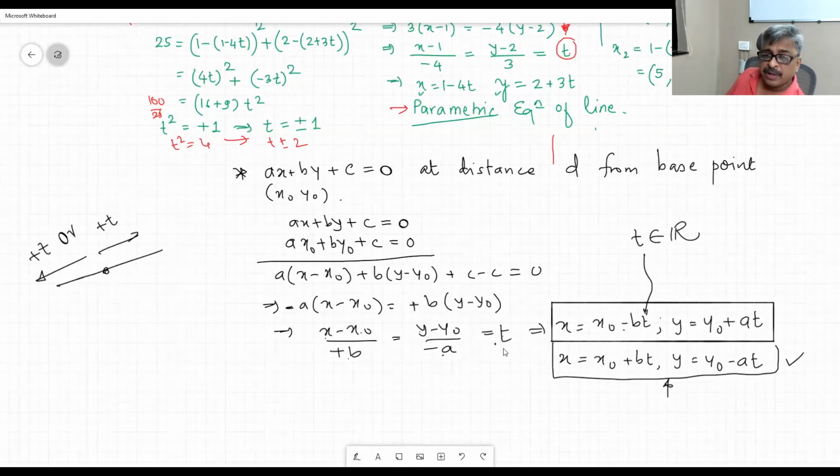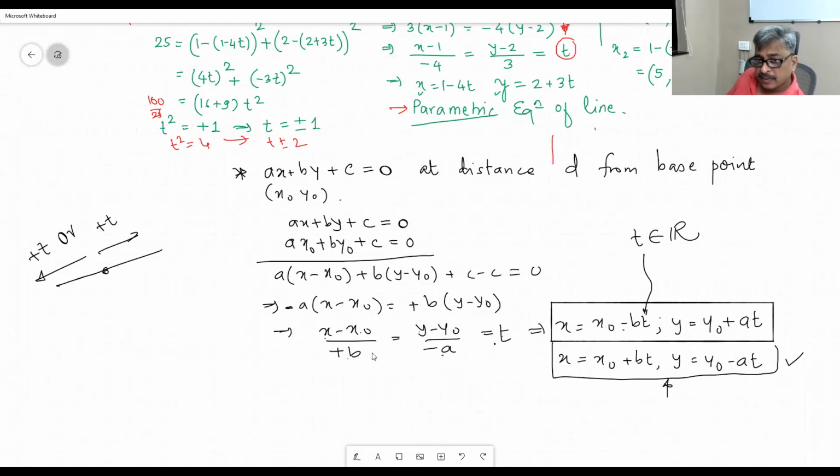I am asking t to take different values belonging to real numbers and therefore I will keep getting different points on the straight line.